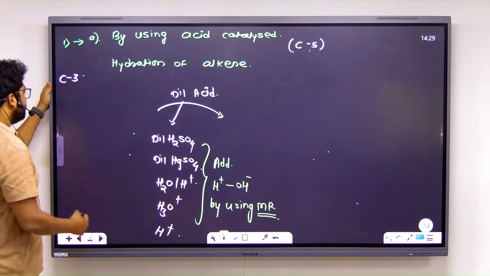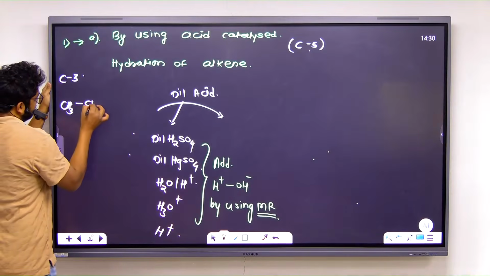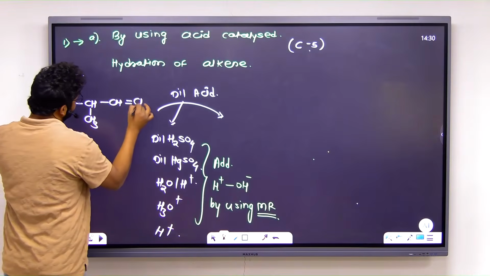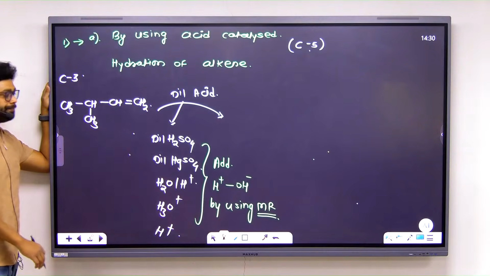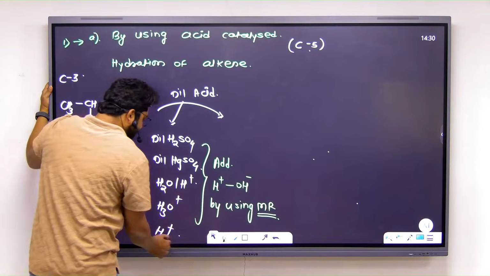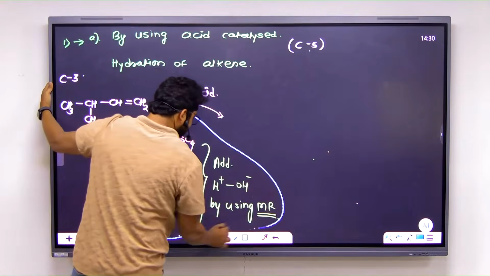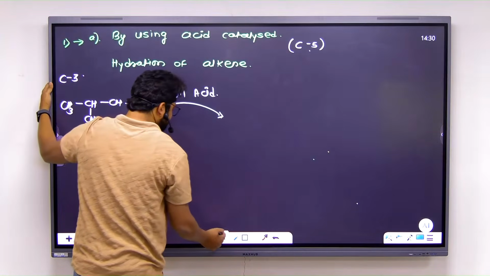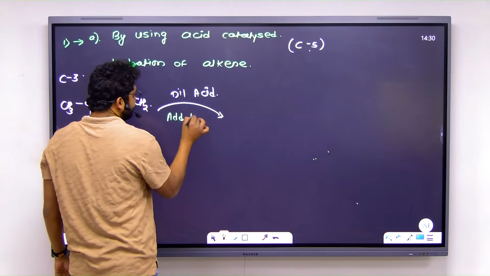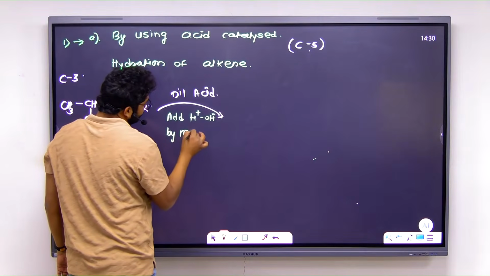In case number 3, we have an example where there is a possibility of formation of a more stable carbocation. In case 3, let us try to understand by the use of any dilute acid. Everybody knows there is an addition of what? Add H2O. By what rule? Markovnikov's rule.